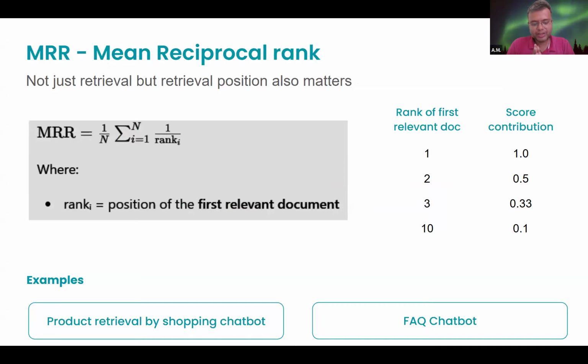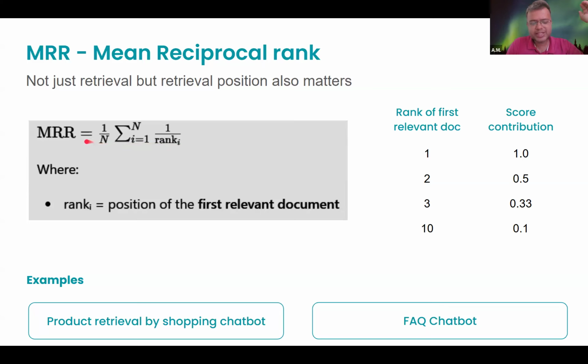Now there's a third kind of system where it does not just matter that you're retrieving the right document. The sequence, or the position at which the right document is placed, also starts making a lot of sense. So there we use something called mean reciprocal rank. It not only takes into consideration whether the document was right or wrong, it also keeps in mind what the rank of my document was.